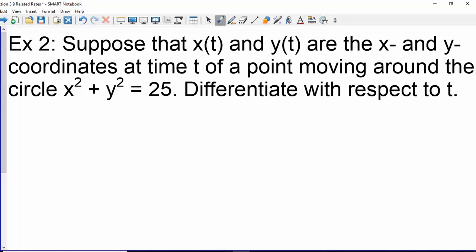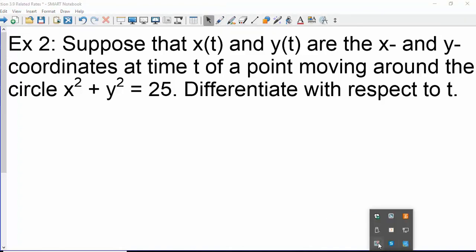Suppose that x of t and y of t are the x and y coordinates at time t of a point moving around the circle x squared plus y squared equals 25. Differentiate with respect to t, sorry. So I'm not even asking you to set up an equation this time. I gave you the equation. I want the derivative with respect to t. So that's implicit differentiation. Take a second and do that one.